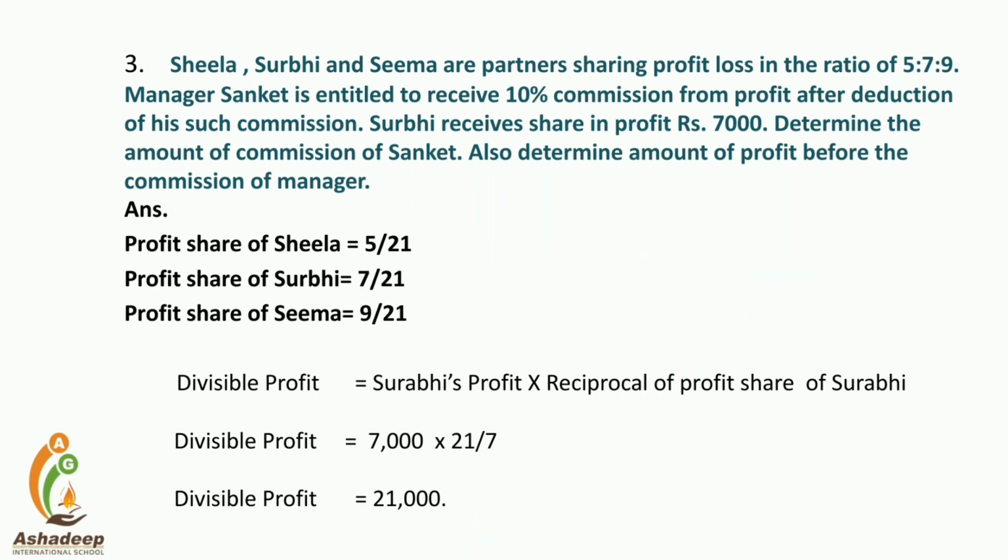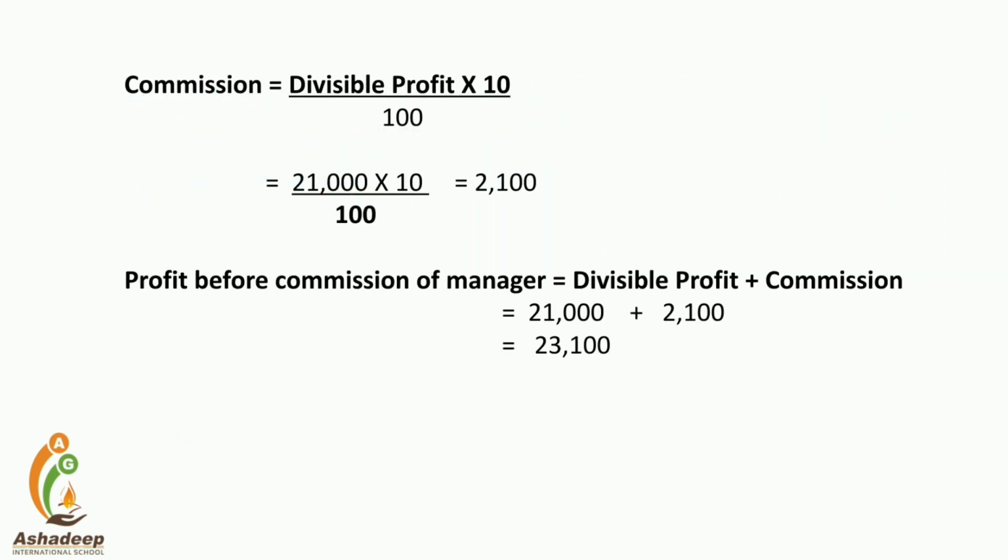Now we are aware of the value of divisible profit. What do we have to find next? We have to find the value of commission. In this question also, since the divisible profit is known, we have to use the second formula. The formula of commission is equal to divisible profit multiplied by 10 upon 100. So 21,000 multiplied by 10 upon 100 is equal to 2,100.